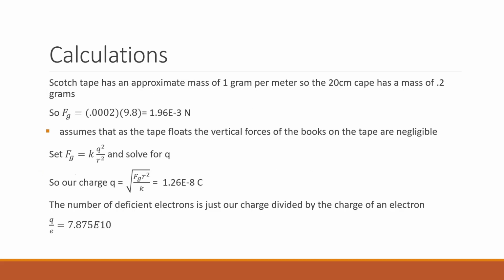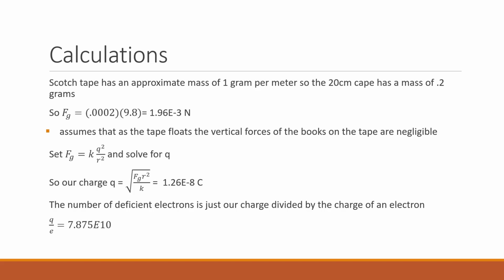To determine all of our values, we first stated that Scotch tape has an approximate mass of 1 gram per meter. So our 20 centimeter piece of tape has a mass of 0.2 grams, which means our force of gravity is equal to its mass times our constant. We assume that as the tape floats, the vertical force from the books on the tape is negligible. Since when it floats it has a net acceleration of 0, we set our force of gravity equal to our electric force and isolate for Q, which gives us that Q is equal to the square root of our force of gravity times the distance between the two squared, all over our K constant, which gives us a value of 1.26 times 10 to the negative 8th coulombs.